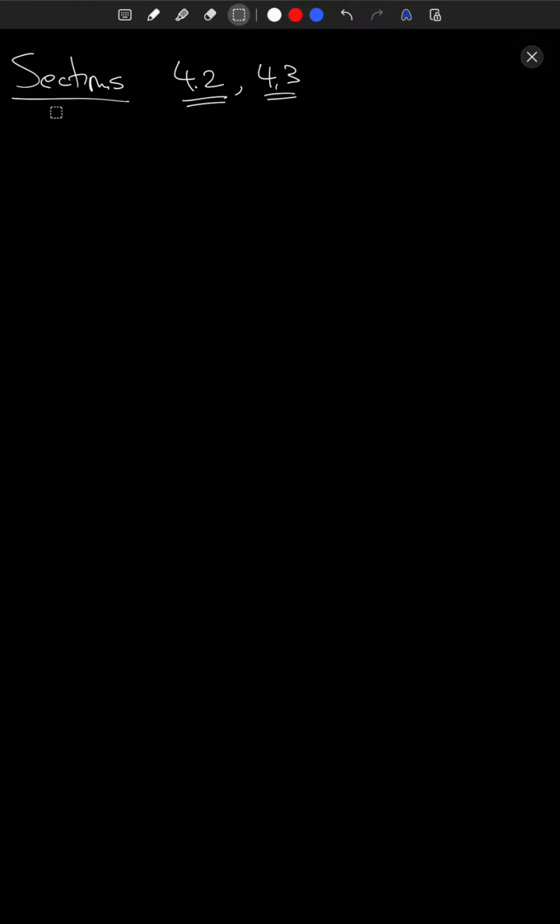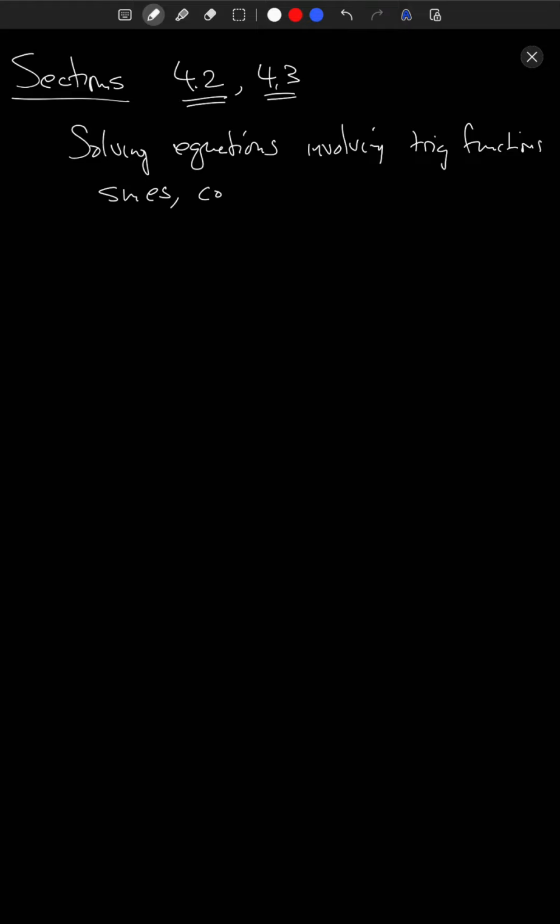All right, so this section is about solving equations involving trig functions. And again, as usual, we're going to focus on sines, cosines, and tangents, mostly on sines and cosines, because they're the ones where there's the most complications. All right, so what do we mean by this? Let's start just with an example.